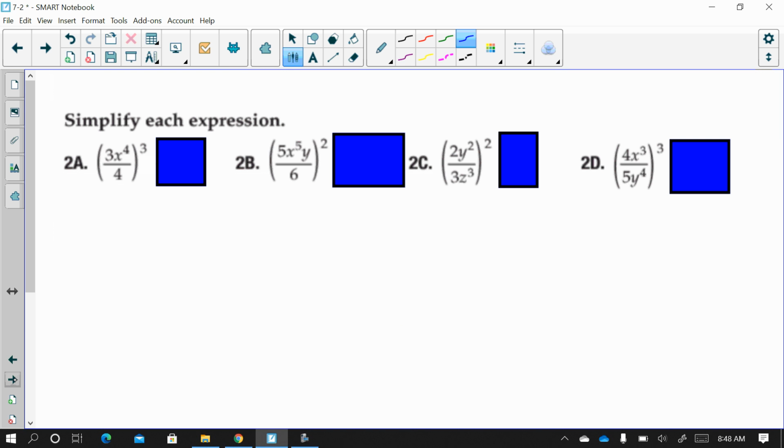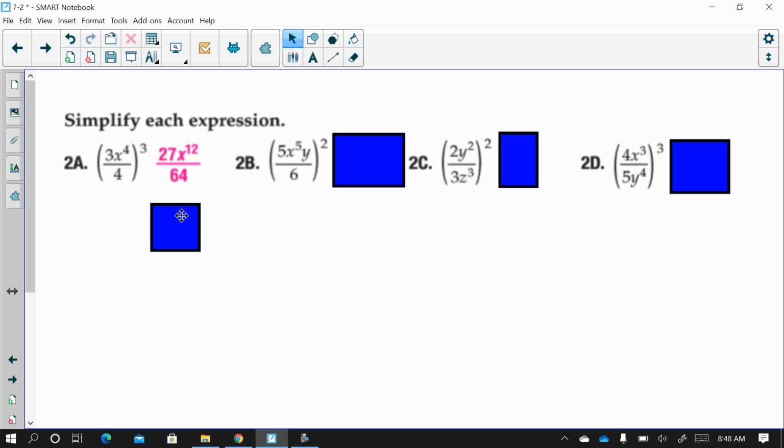We're just going to do a couple of these. So go ahead and pause the video, try 2a. Answer, 27x to the 12th over 64. 3 cubed is how we get the 27. x to the 4th cubed, power to power, we multiply. 4 cubed, 64. Pause the video and try 2b.